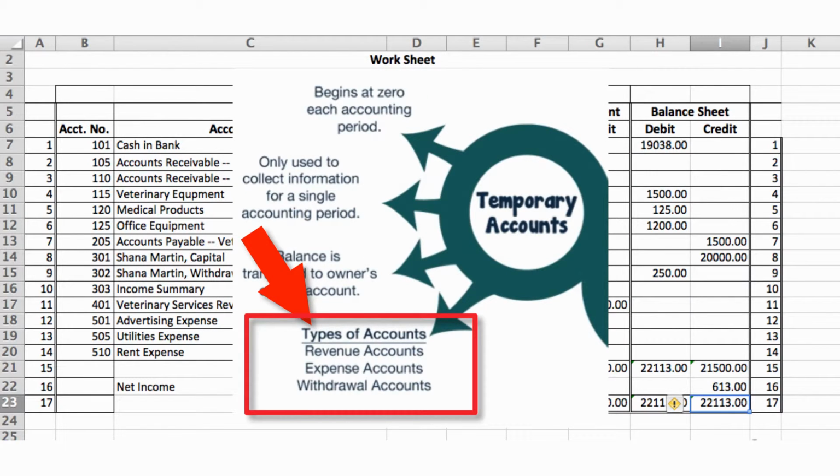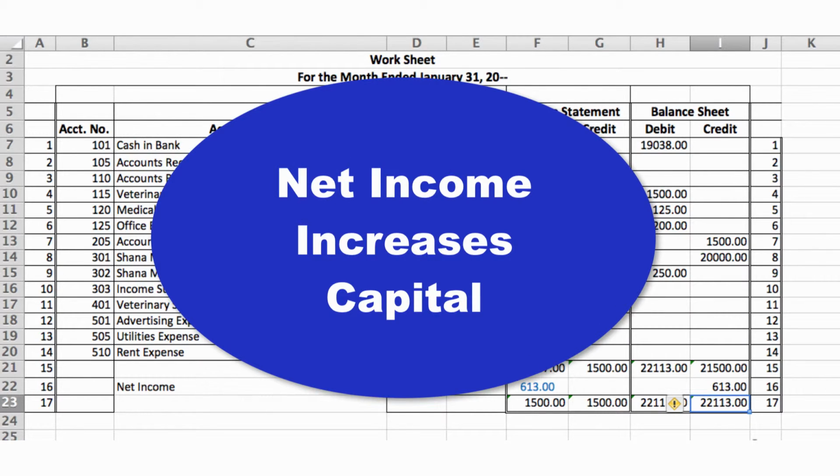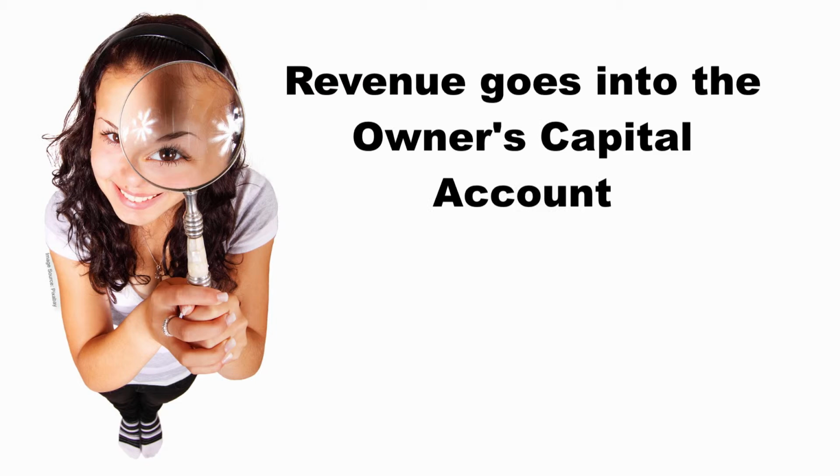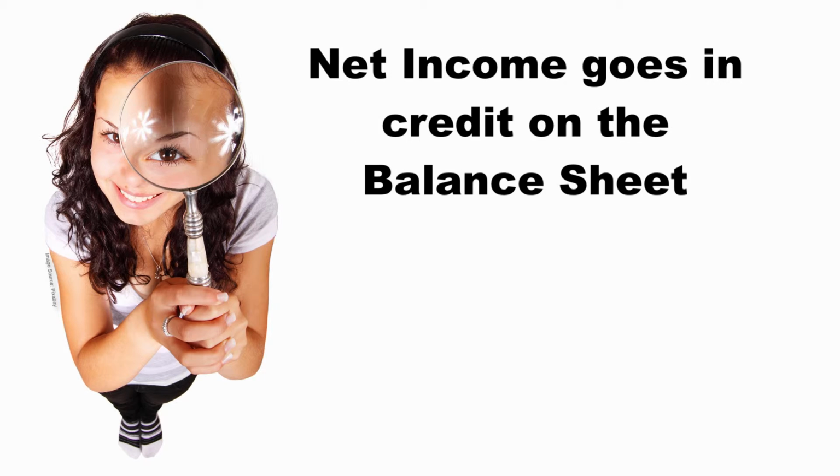Do you remember that revenue and expense accounts are temporary capital accounts? Net income increases capital. Revenue and expenses are recorded in temporary capital accounts for the accounting period. Revenue is posted to the owner's capital account at the end of an accounting period. On the balance sheet, the owner's capital account is increased by credits. To show net income on the balance sheet, the net income amount should go in the credit column on the balance sheet.